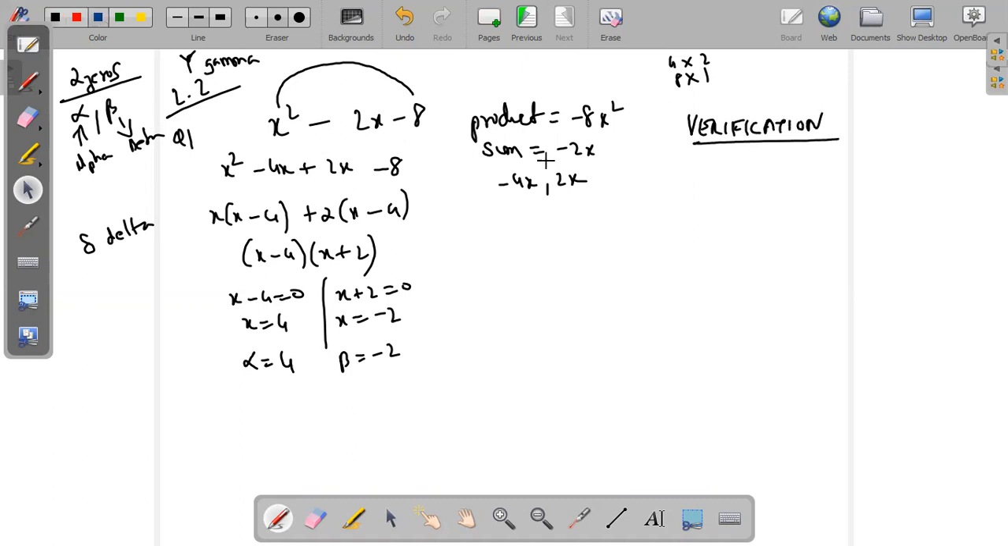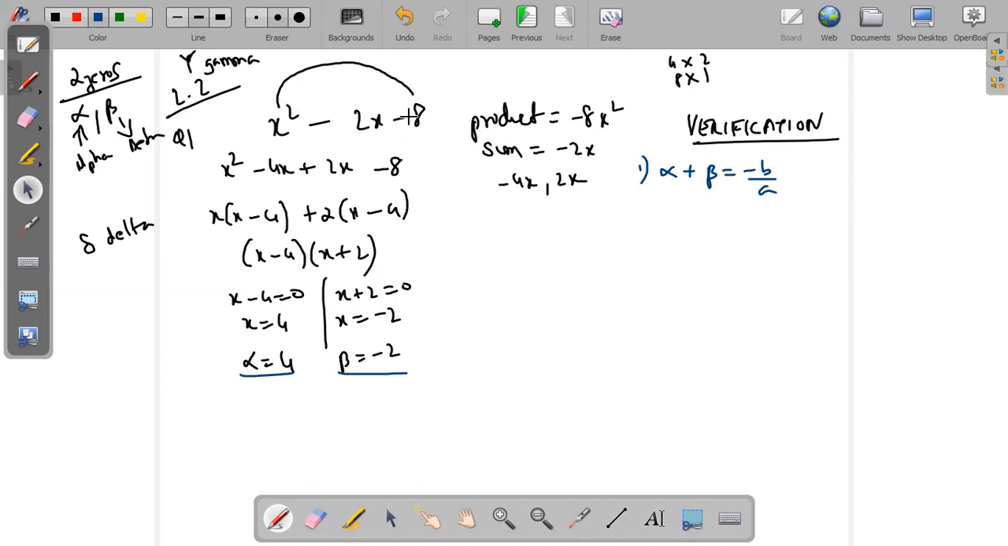So what happens in the verification? There are two verification formulas. First is alpha plus beta is minus b by a. This is the first verification formula. Please note, alpha plus beta is minus b by a. Now, what is this alpha and beta? That we have already discussed. But what is this a and b?